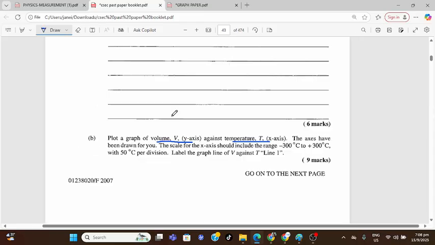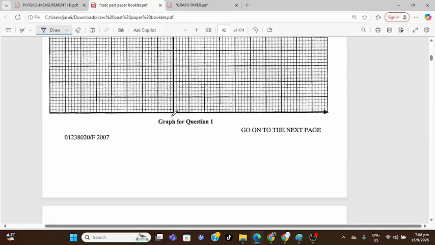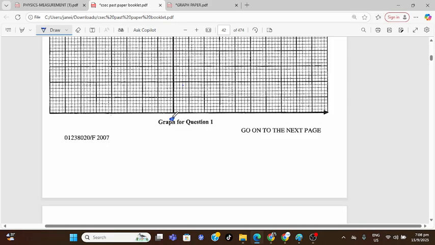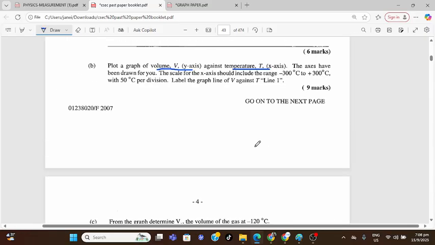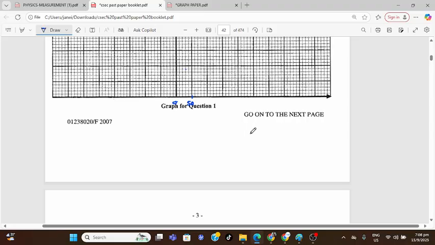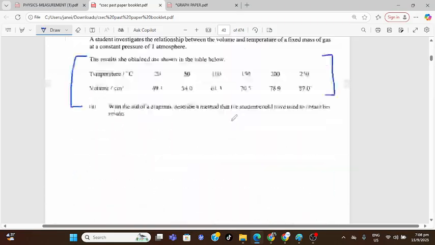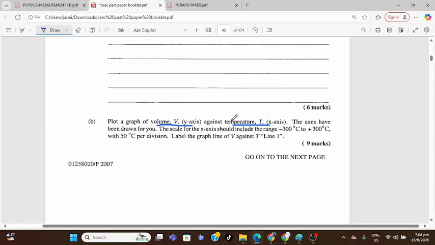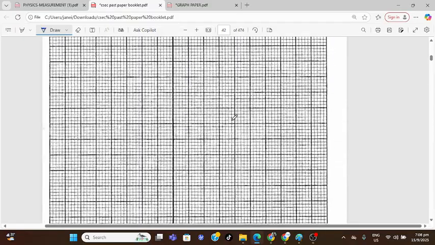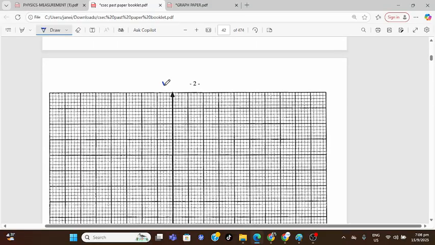I'm going to give you this one. So up here is going to be 0. Every division, so this is going to be 50. And they told us to put, what did we put? Was it temperature? Yeah, it's temperature. So you're going to label it temperature in degrees Celsius, and you're going to put the volume. What's the unit of the volume? Volume in centimeter cube. So this is going to be volume in centimeter cube.